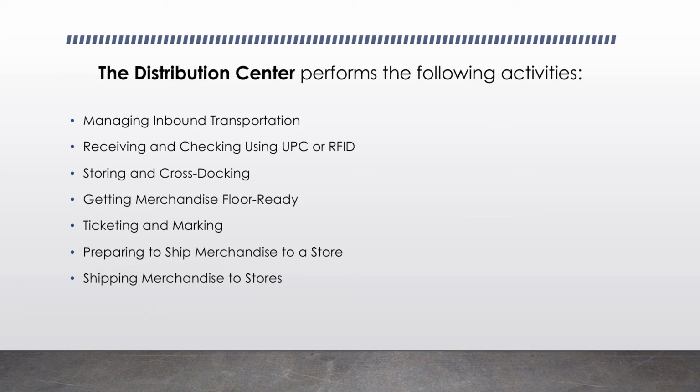Finally, shipping merchandise to stores. The center uses sophisticated routing and scheduling computer systems that consider the location of stores, road conditions, and transportation operating constraints to develop the most efficient route possible. So these are all 7 activities that distribution centers perform.